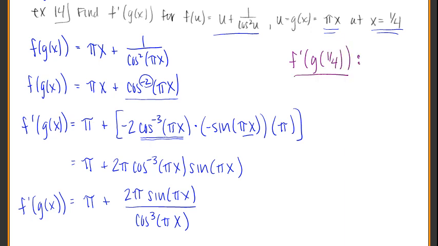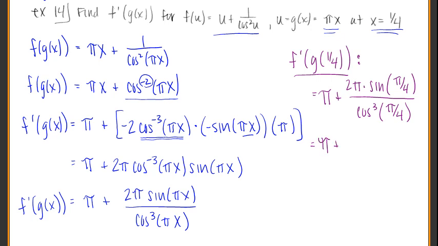So we're going to go to this derivative and plug in 1/4. So it's going to be pi plus 2 pi times the sine of pi times 1/4, so it would be pi over 4, and then cosine cubed of pi times 1/4, so pi over 4. So pi plus 2 pi, and the sine value at pi over 4 would be the square root of 2 over 2. And then the cosine value at pi over 4 is the square root of 2 over 2, but we're going to be cubing it.